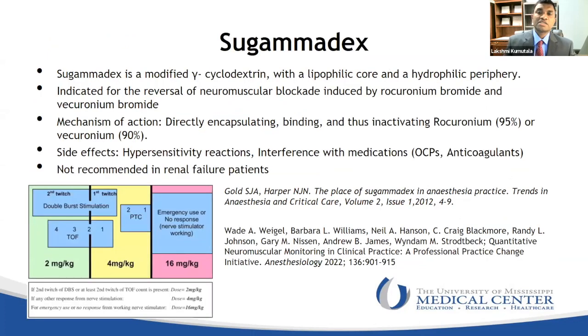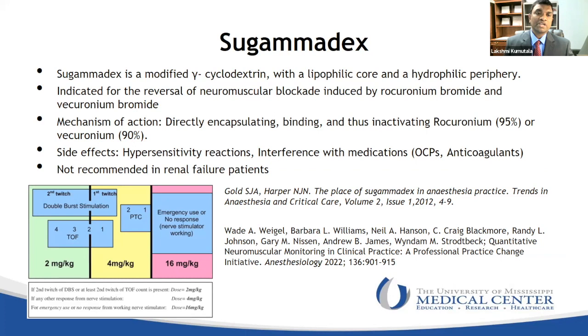Now, one of the major agents that has advanced our neuromuscular blocking practice is sugammadex. It is a modified gamma cyclodextrin with a lipophilic core and a hydrophilic periphery. It is indicated for the reversal of aminosteroid compounds like rocuronium and vecuronium. The mechanism of action is directly encapsulating, binding, and thus inactivating the rocuronium. It has about 95% affinity, and vecuronium is 90% affinity.